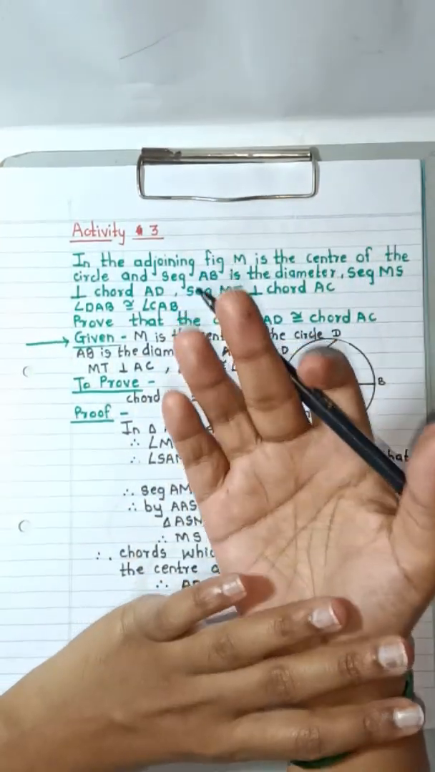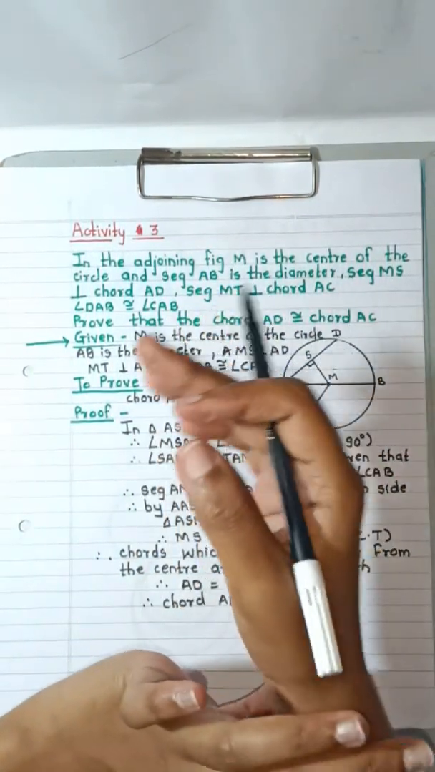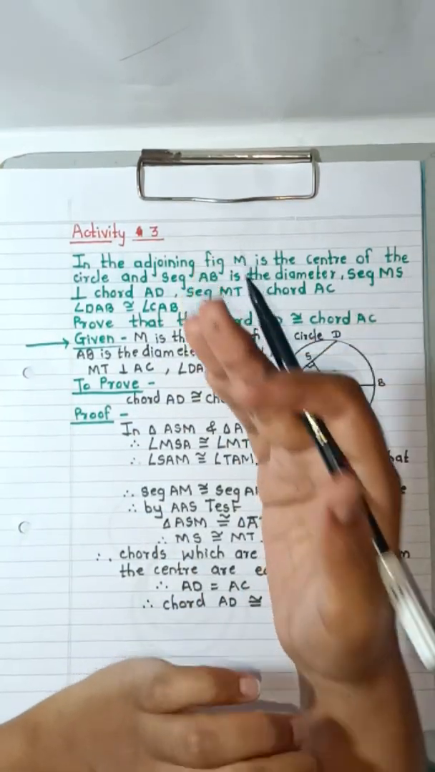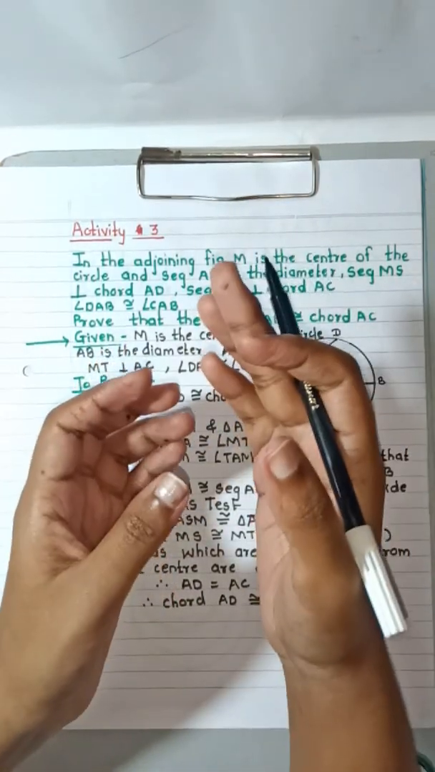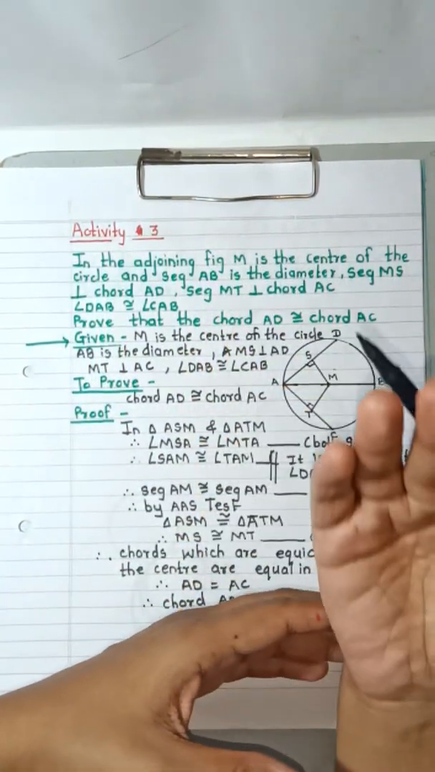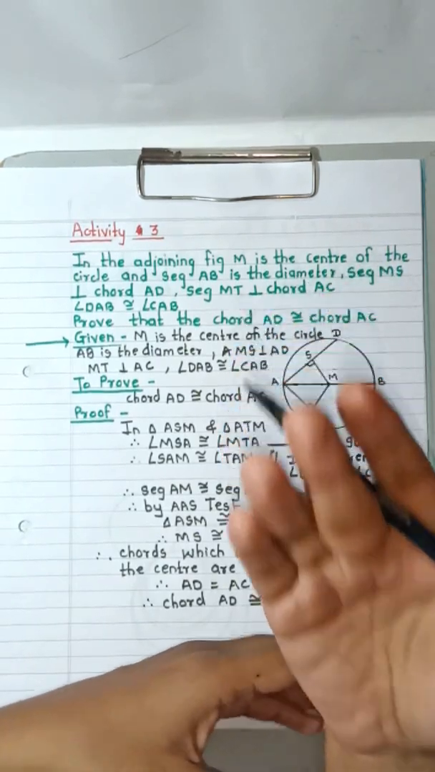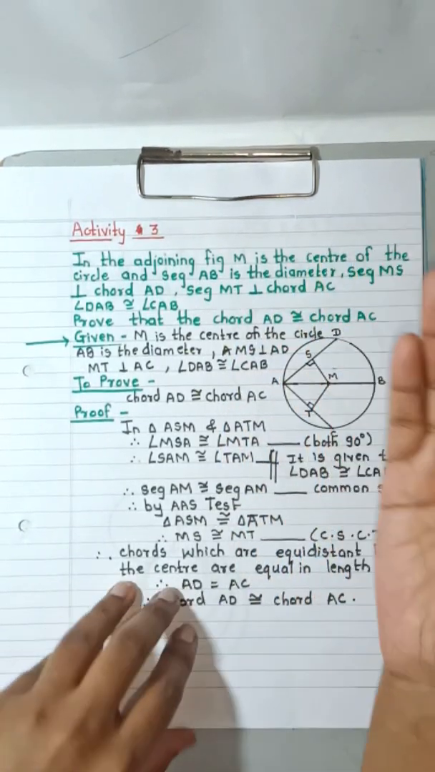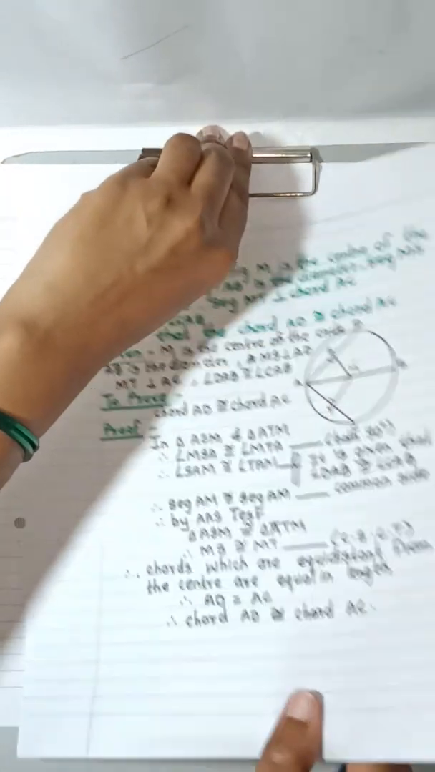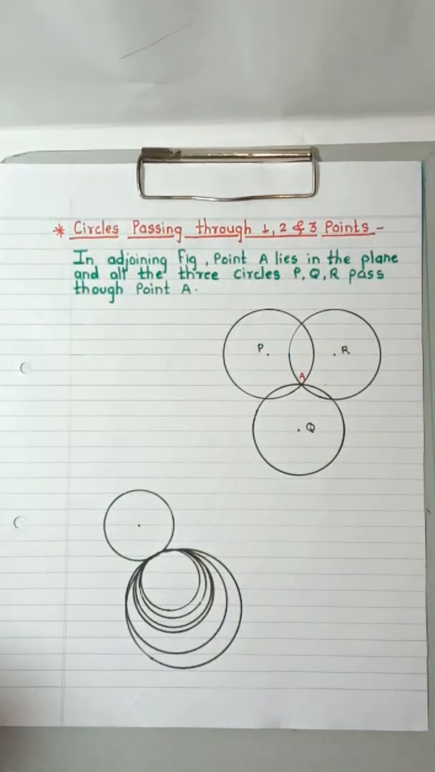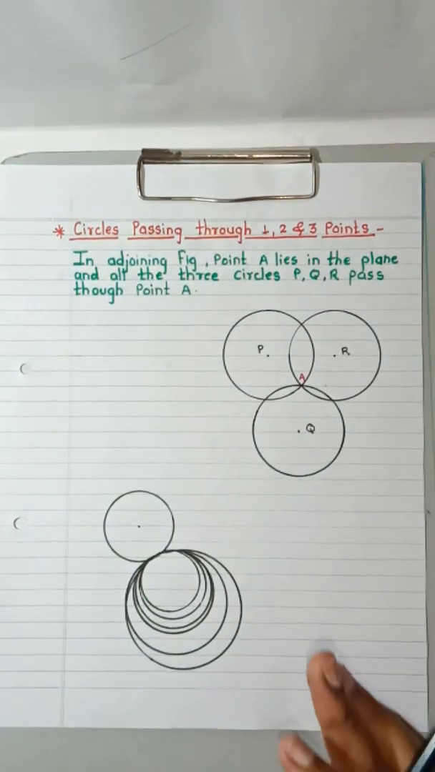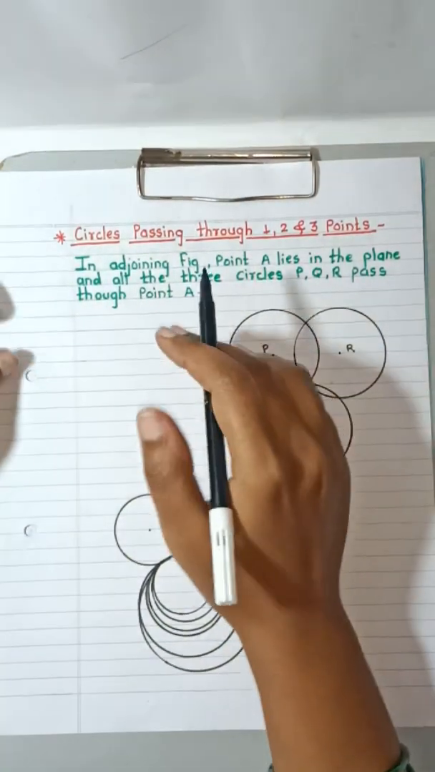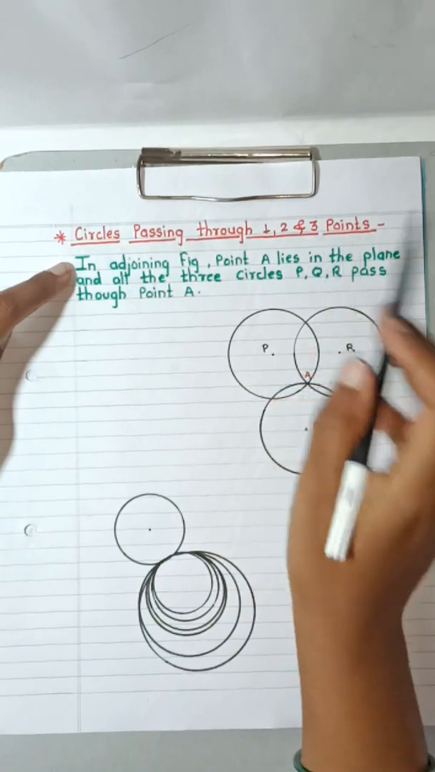Now children, on page number 48, they have given one more new point to you all, that is circles passing through 1 point, 2 and 3 points. Means they are asking you how many circles pass through 1 point, how many circles pass through 2 points, and how many circles can pass through 3 points. Okay, so let us move on towards it.